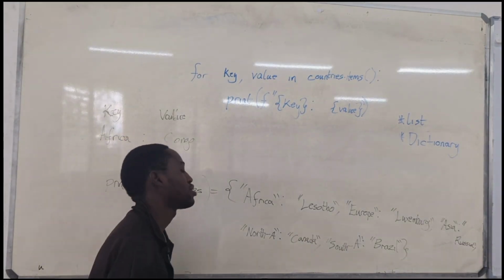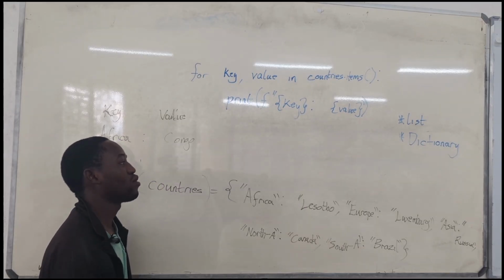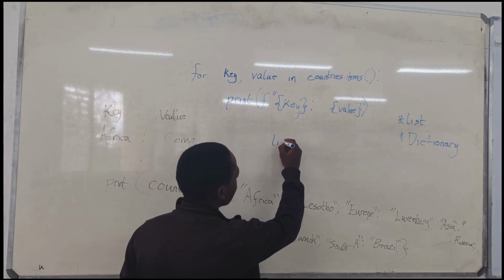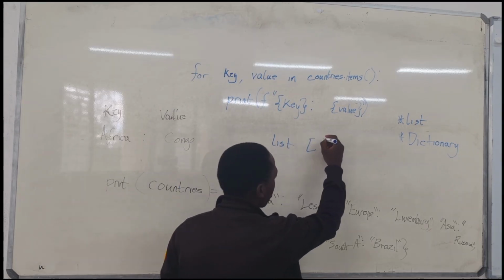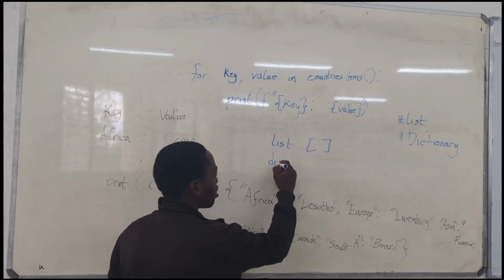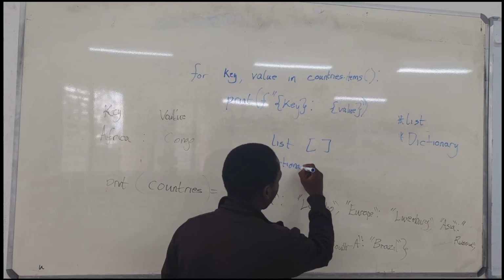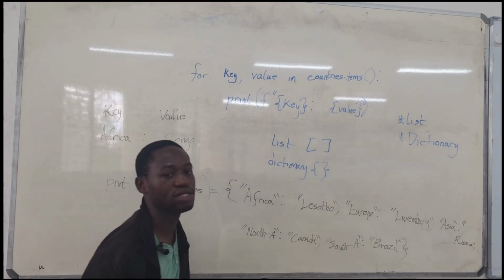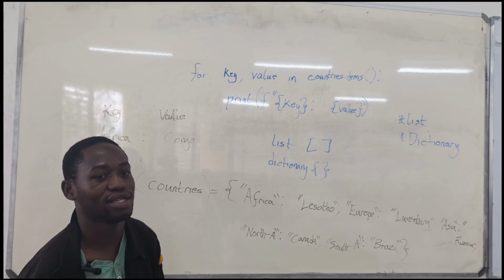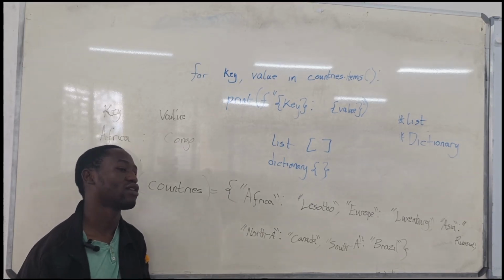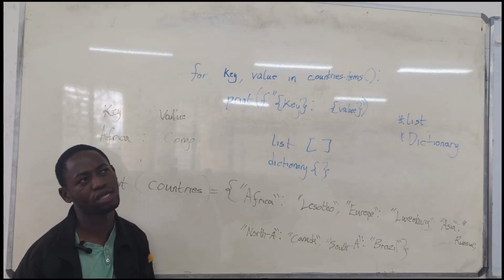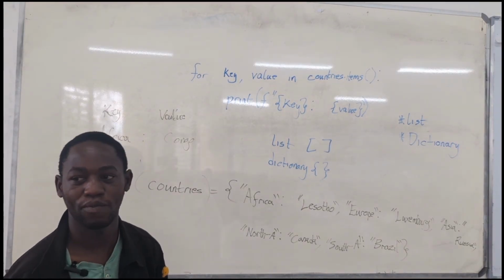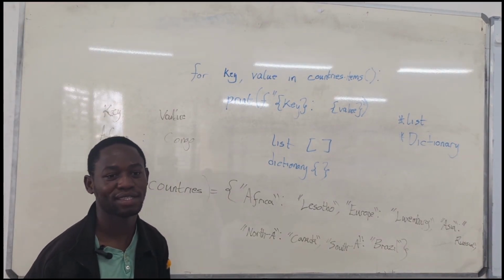Question, yes. Why is it that a list uses square brackets, but a dictionary uses the curly braces? Question? Anyone with the answer? Anyone willing to try? Yes.